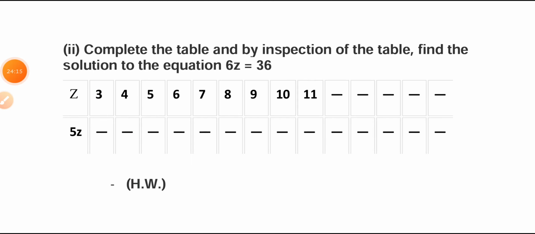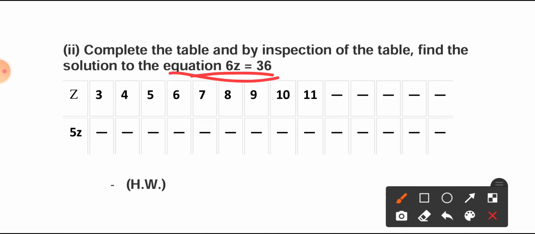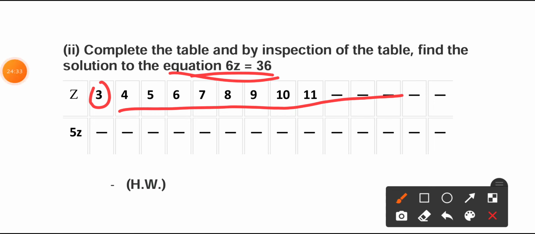Then you can see second one, complete the table and by inspection of the table find the solution of the equation 6z is equal to 36. Now see, in place of z you have to put these different values. After that you have to find the solution of the equation. So I hope you all have understood all the questions. So we'll see the next chapter on the next step of our class.